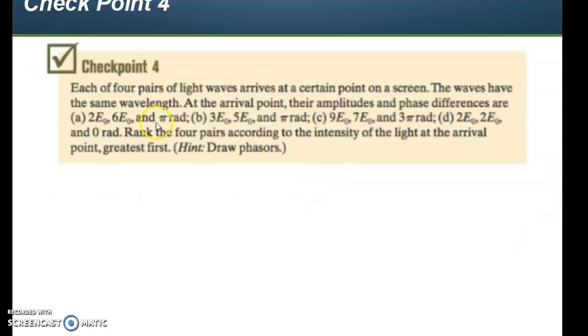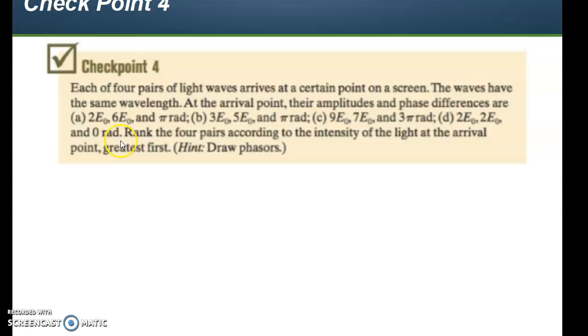Now, each of 4 pairs of light waves arrive at a certain point on the screen. The waves have the same wavelength. At the arrival point, their amplitude or phase differences are given by this right here: 2E0, 6E0, and pi radians; 3E0, 5E0, pi radians; 9E0, 7E0, 3 pi radians; 2E0, 2E0, 0 radians. Now rank the 4 pairs according to the intensity of light on the arrival.